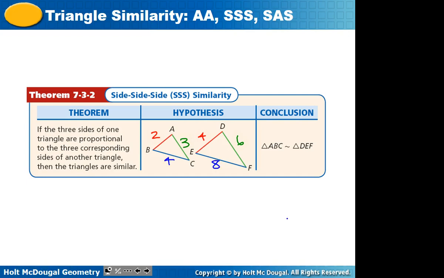All right, so when we start comparing these sides, I want to talk about the shortest side to the shortest side. In the triangle on the left, the shortest side was 2, and on the triangle on the right, the shortest side was 4. That ratio reduces to 1/2. Now, the middle length would be AC, which is 3, over the middle length on the right, DF, which is 6. That ratio also reduces to 1/2. And BC, which is 4, and EF, which is 8, are longest to longest. So this also reduces to 1/2.